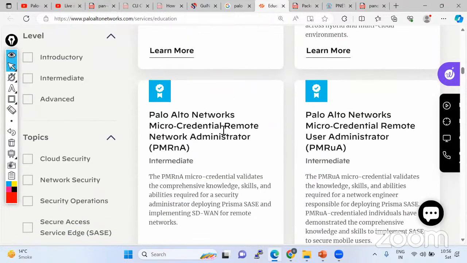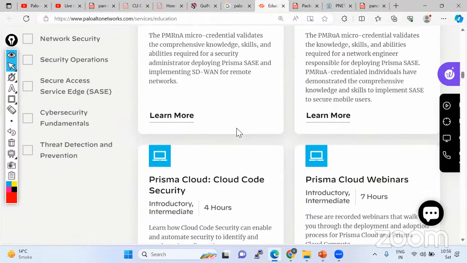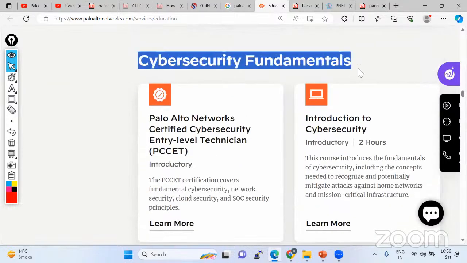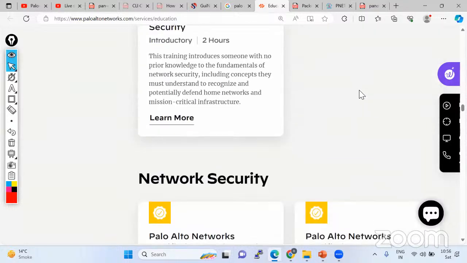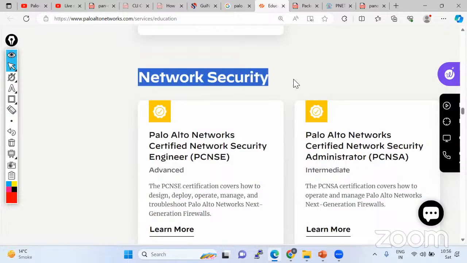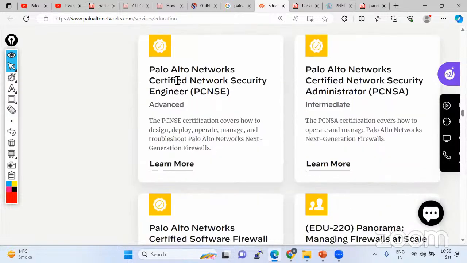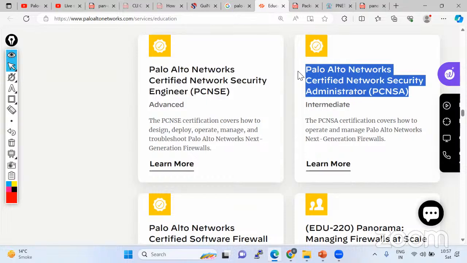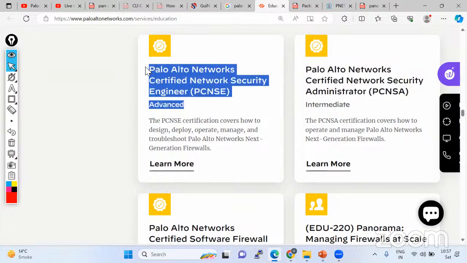There is also the Palo Alto Networks micro-credential remote program. But we are not talking about Prisma, that is cloud security, and we are not going to talk about cyber security, because these are two different verticals. The most important thing we are going to cover is network security. In network security, we will talk about the Palo Alto Networks Certified Network Security Engineer, that is PCNSE, and the Palo Alto Networks Certified Network Security Administrator, that is PCNSA. These two certifications we are going to cover throughout this session.